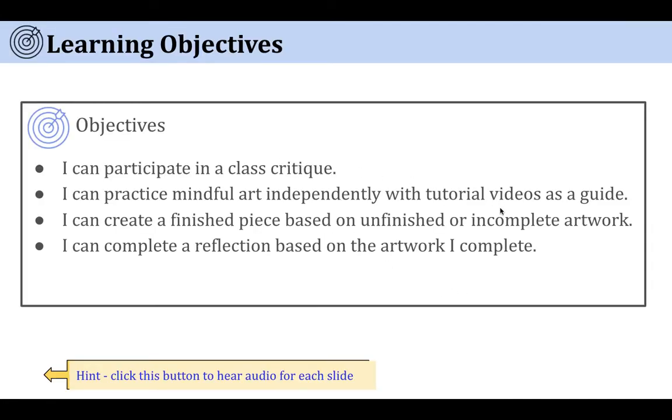So our objectives for this week are to participate in a class critique, practice mindful art independently with tutorial videos as a guide, create a finished piece based on an unfinished or incomplete artwork, and complete a reflection based on the artwork throughout this. So you will be reflecting more than one time in this Process Journal assignment. You have to reflect after every part. So there's no tricks here. There's no worksheets or reading. You're just working through these short tutorial videos.